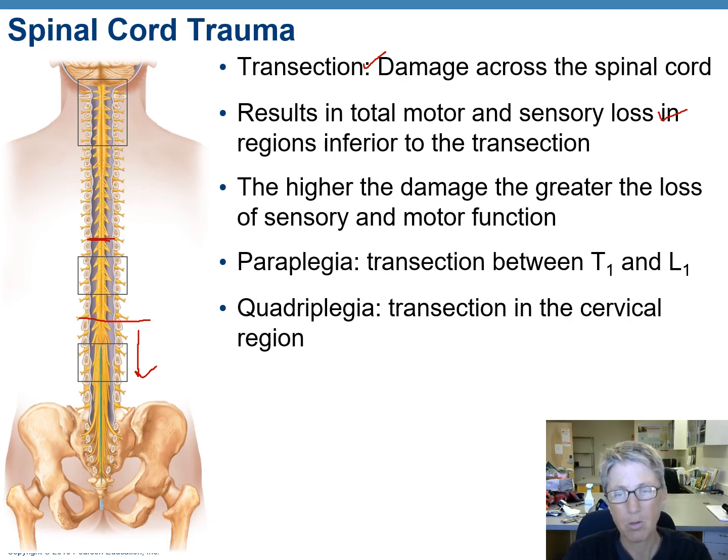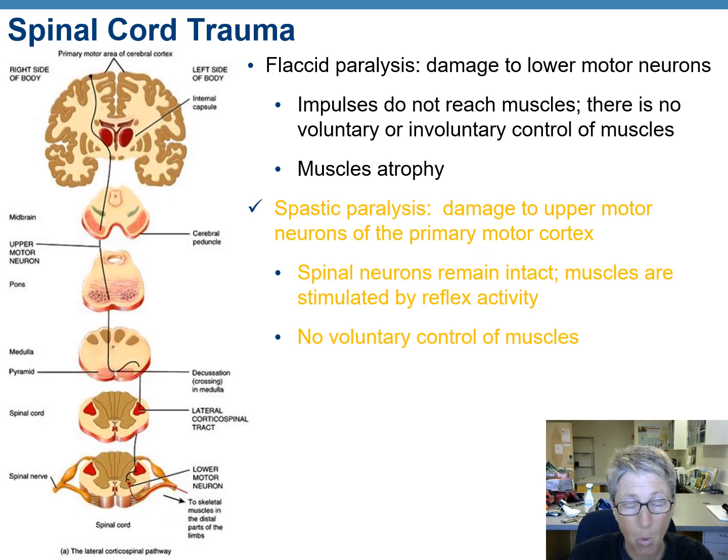With paraplegia, you have a transection between thoracic 1 and L1. These aren't numbered up here, but the thoracic vertebrae 1 and L1 are somewhere here. That's paraplegia. If you get a spinal cord transection in the cervical region, then that's quadriplegia.